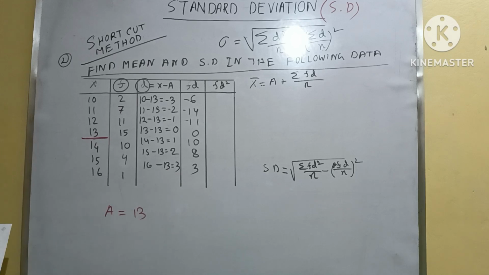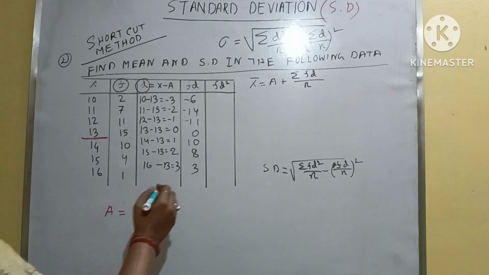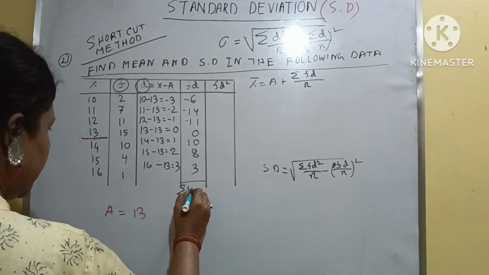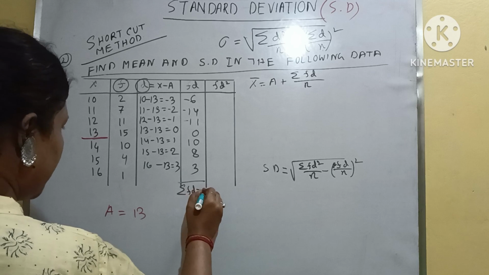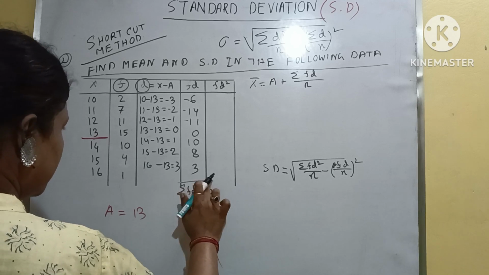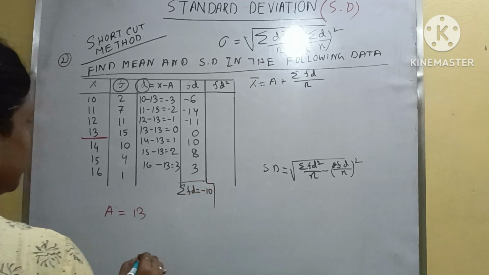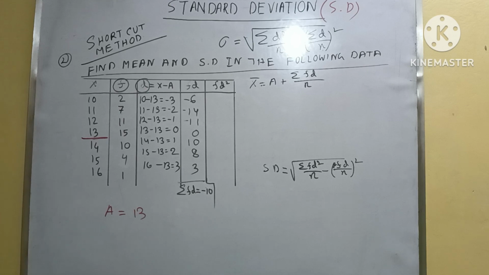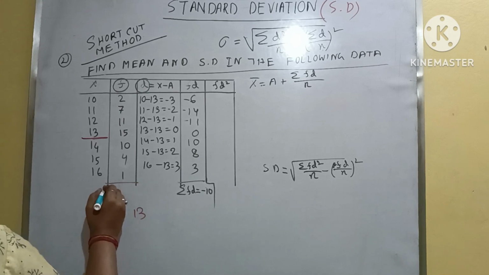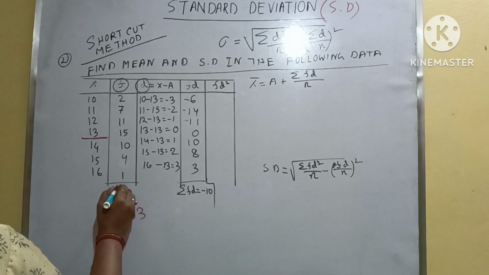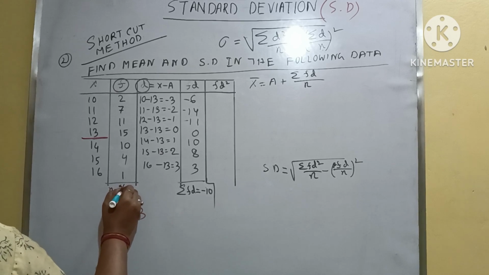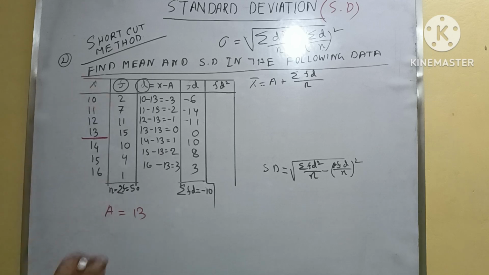So just I'm checking. Minus 6, minus 14, 11, then 0, then 10, 8, 3. Okay. So the summation of FD is equal to minus 10. Clear? Summation of FD is equal to minus 10. And here we have to write the N value, that is summation of F equals 50.